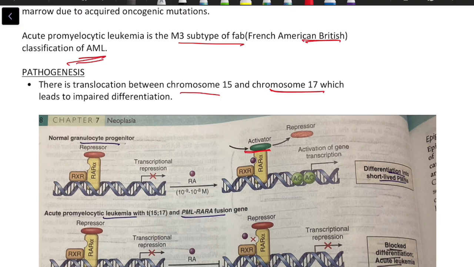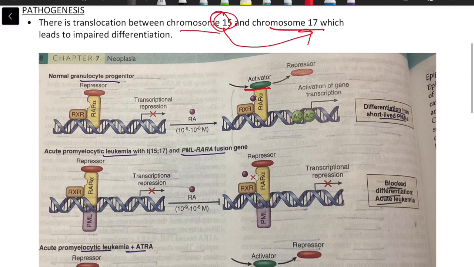As you see, there is a translocation between chromosome 15 and chromosome 17, which ultimately leads to impaired differentiation. So basically a segment on chromosome 15 translocates alongside the chromosome 17 segment, and they code for a genetic product, this fusion gene, which leads to impaired differentiation. How we will look at that in this picture.